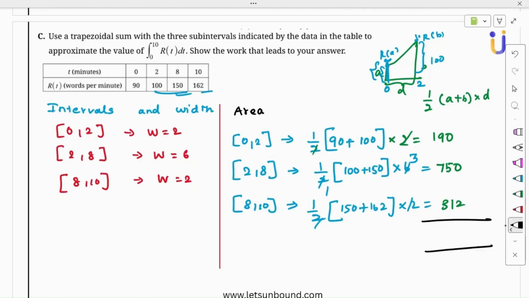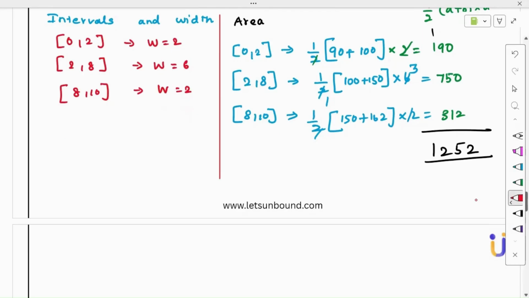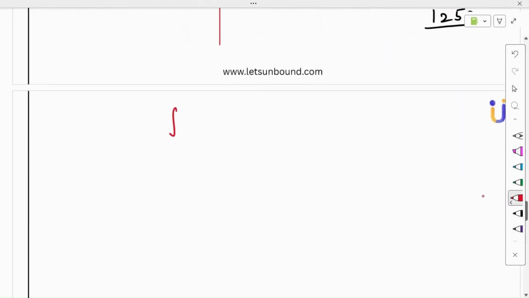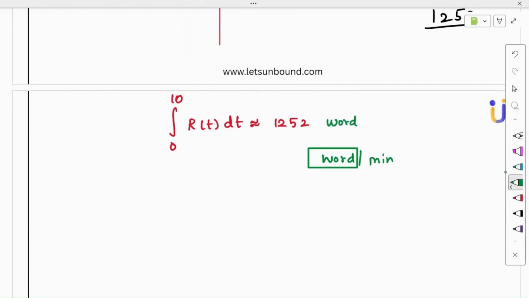And you add up everything, which is 190, 750, and 312. So 1252 is what I got. Okay. So now using trapezoidal rule, we have solved integral 0 to 10 of R of t dt is 1252, approximation only. Okay. So what does it mean? R of t, it's words per minute. Right? And the integration of this is just the words. So 1252 words. Okay. If you are reading at this rate, sum of all this, it will give you the words. So make sure the unit is just words. So now approximately 1252 words.